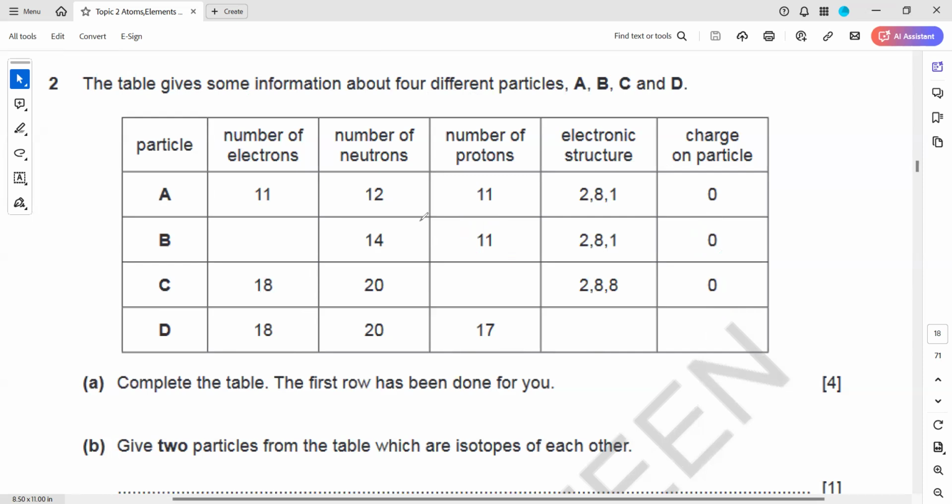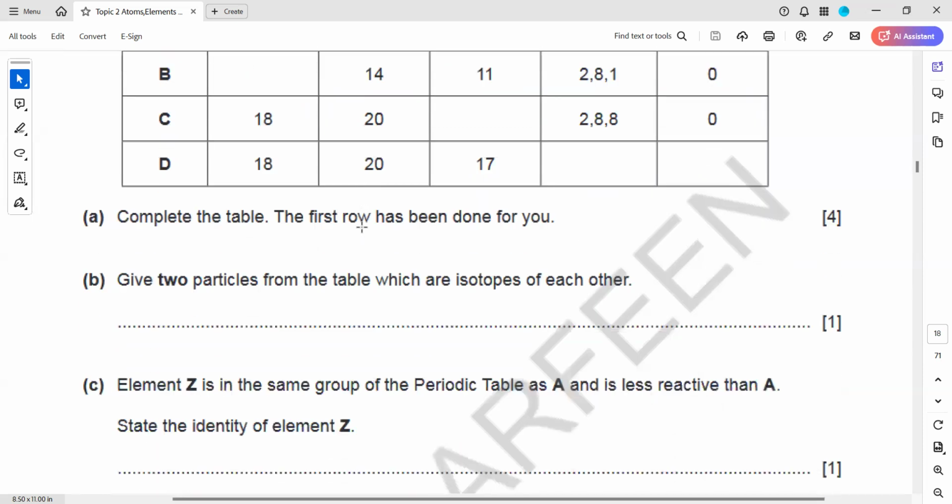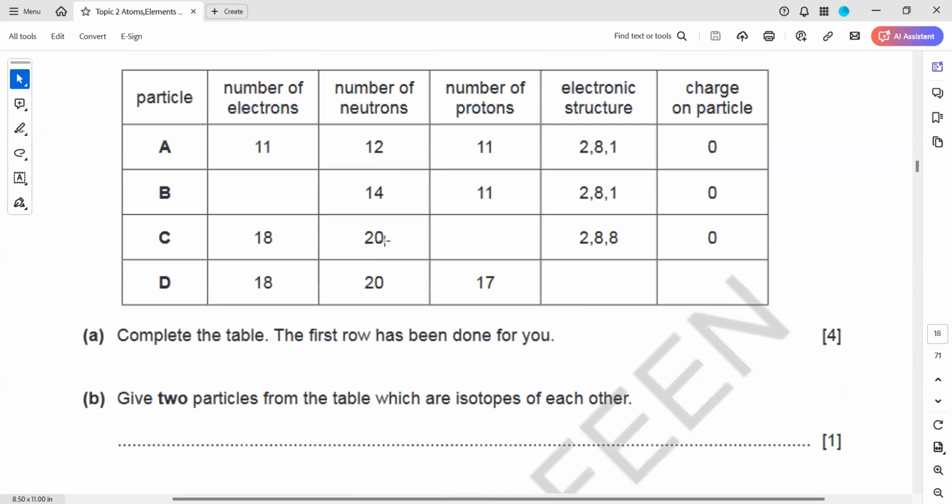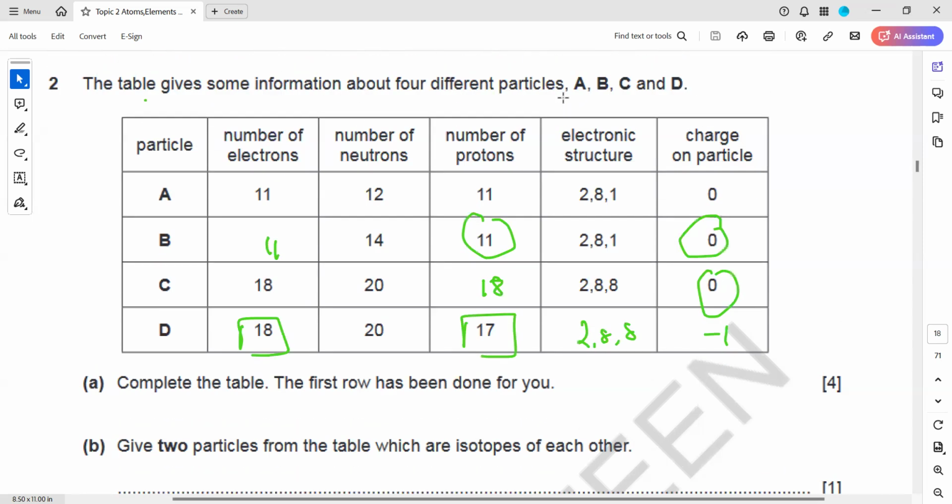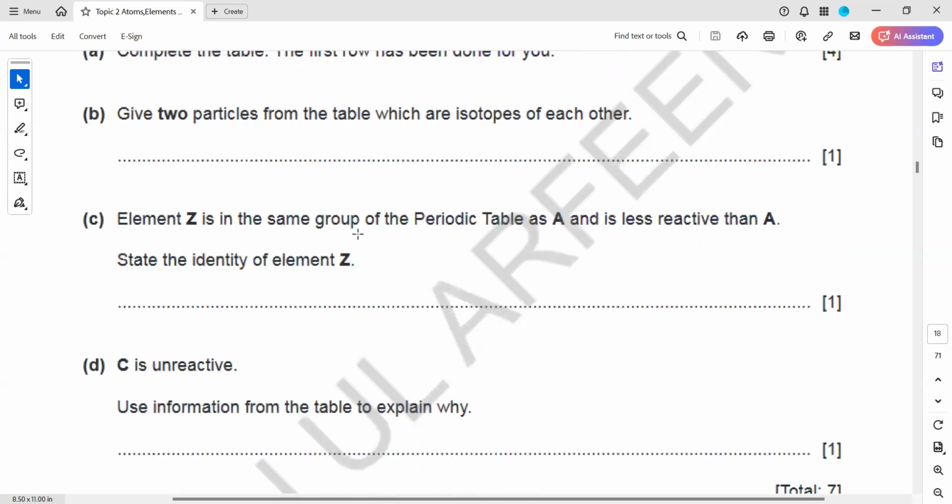Which two particles in the table are isotopes? To be isotopes, they must have the same number of protons but different neutrons. Which two have the same protons? A and B. A and B have the same protons but different neutrons, so we call them isotopes.